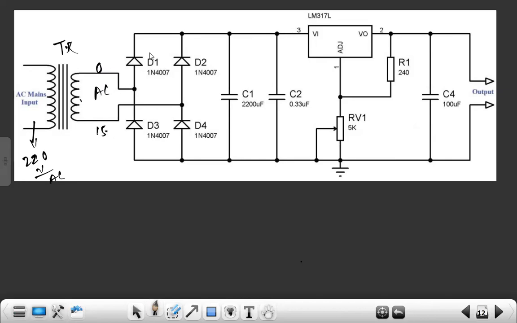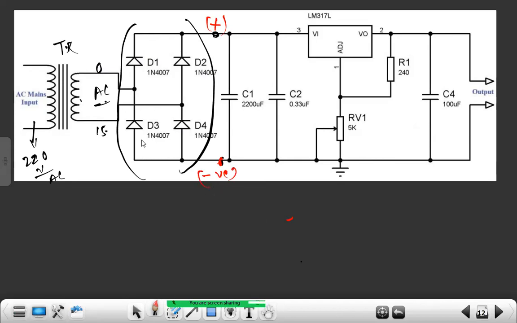This is also AC. By using these 4 diodes as a bridge rectifier, we are able to convert AC into DC. So here we get DC voltages: a positive voltage of the DC here, and a negative voltage of the DC here. Here is the minus of the diode, here is the plus of the diode.